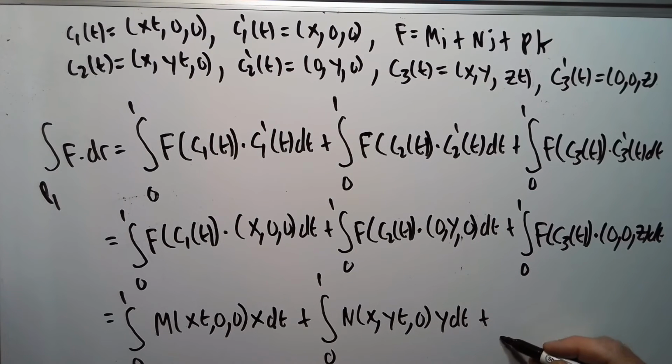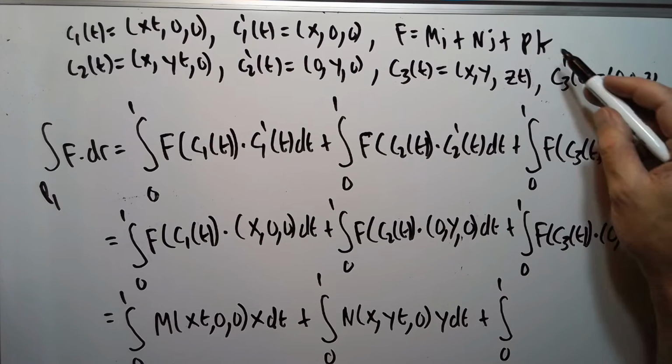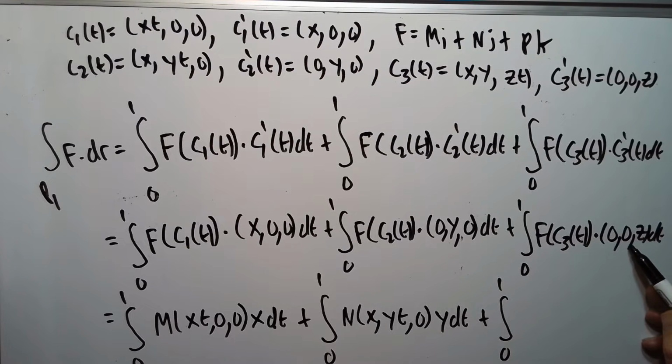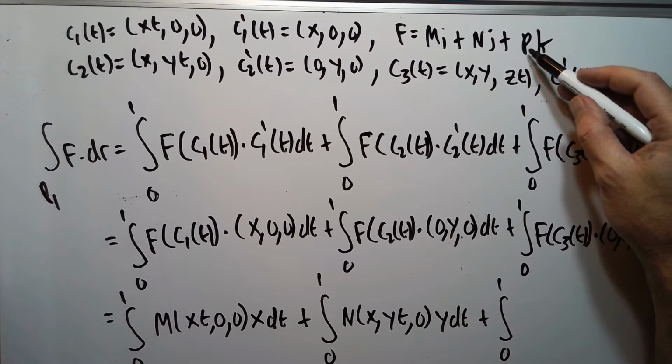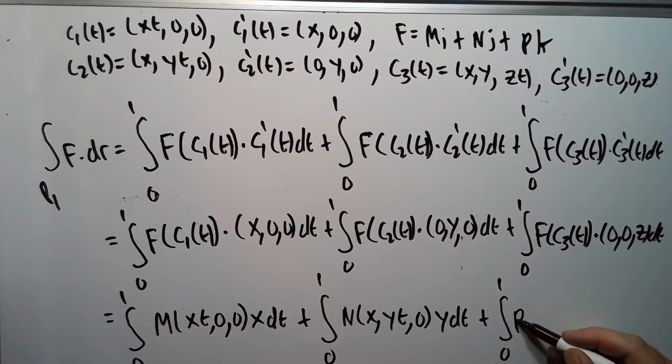And lastly over here, 0 to 1. This is picking up the k component because there's 0 in the i and j here. The k is the p, so it's going to be p evaluated at C3. It's going to be p of x, y, z t times z dt. Okay, so let's keep going from here.